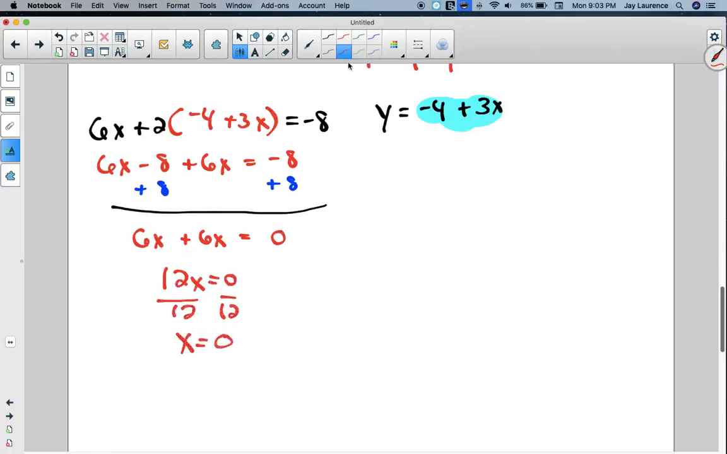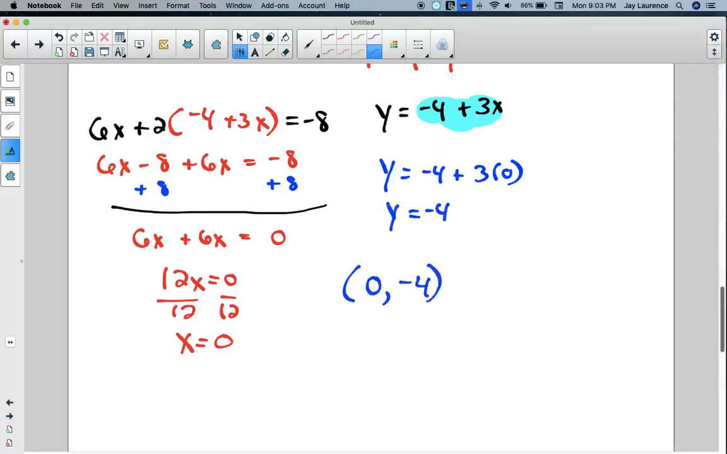Now, I like substitution so much because I always have that y equals equation or x equals equation. I know x is 0, so I'm going to go y equals negative 4 plus 3 times 0. If I simplify that, I get y equals negative 4. So the place where these two lines intersect is actually the y-intercept of both lines at 0, negative 4.